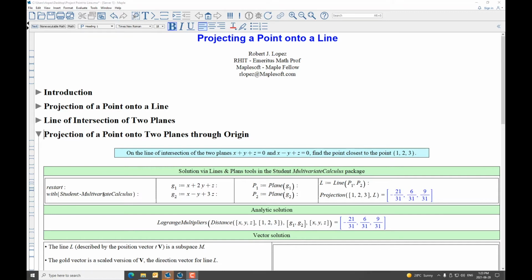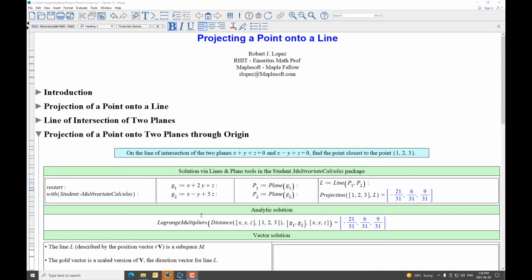Again, a restart, bring in the package. Define the two planes, but not as equations. Use the plane construct to construct a plane token. As we saw earlier, you could use get intersection, or just the line represented by the intersection of two planes, and then project 1, 2, 3 as a point onto the line L, and the return is the point of projection.